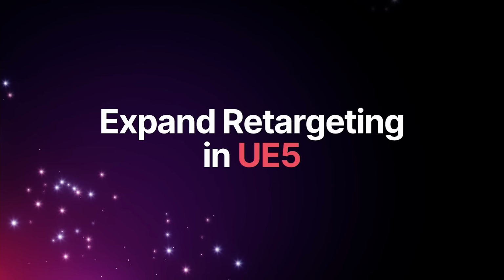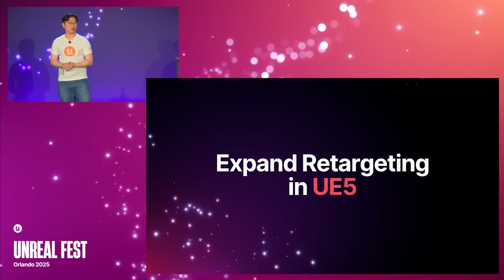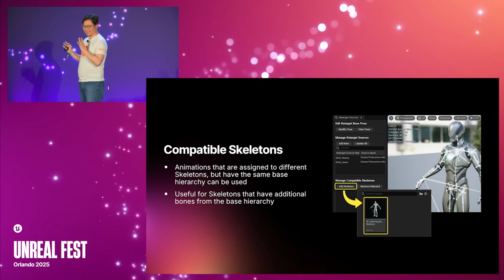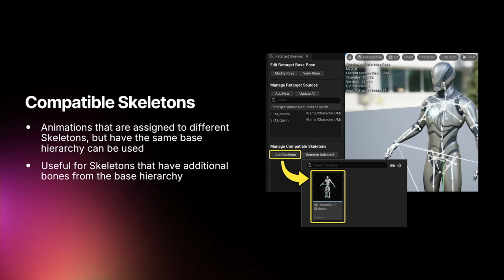So in UE5, we wanted to expand retargeting as animation was a huge pillar, and we wanted to make sure that we delivered the best-in-class tools. And retargeting was a must-win for UE5. And this first one, which technically was introduced in UE4, but was more used in UE5, was kind of the first step of it, which is compatible skeletons. Animations that are assigned from one skeleton, you want to be able to use them on another one, especially if they basically are the same skeleton, right? So compatible skeletons allows you to do that.